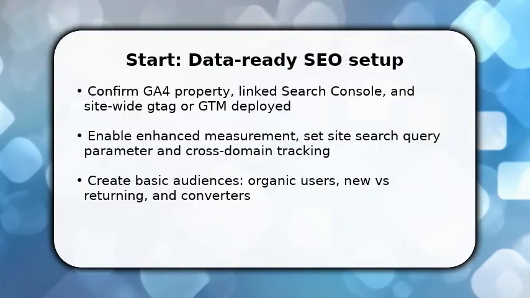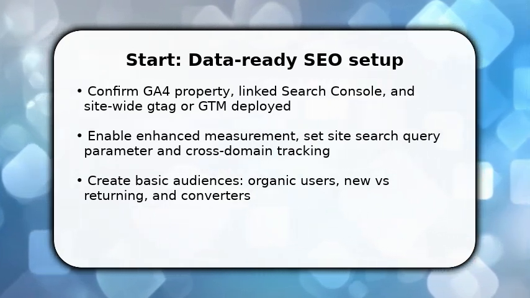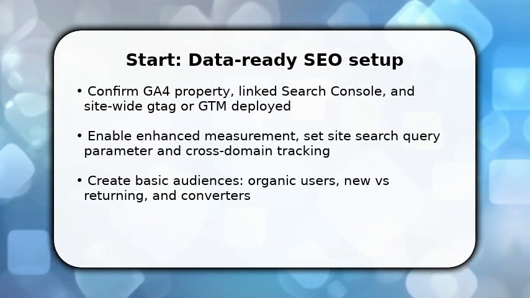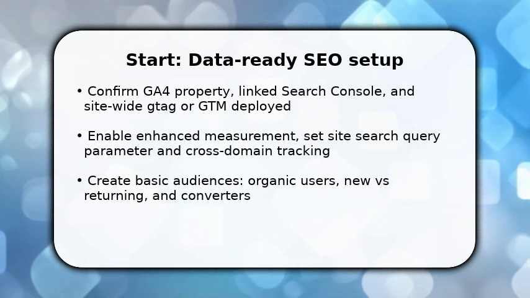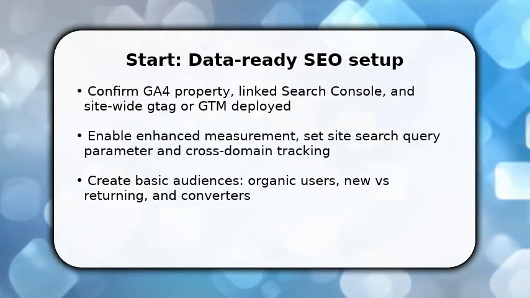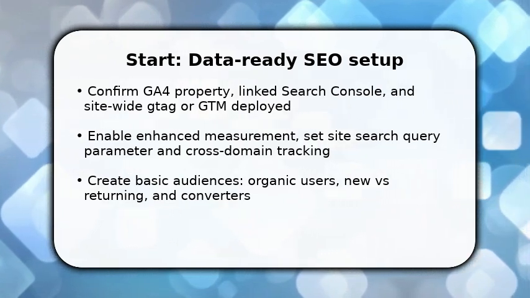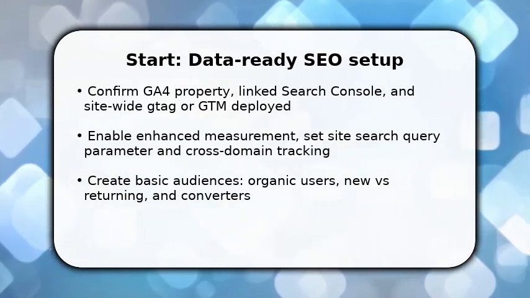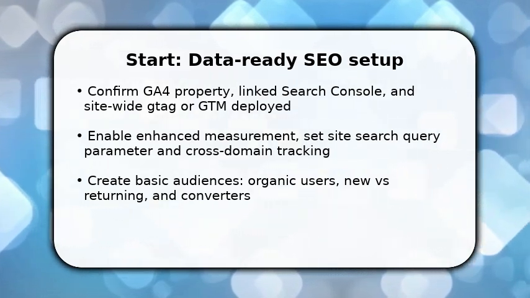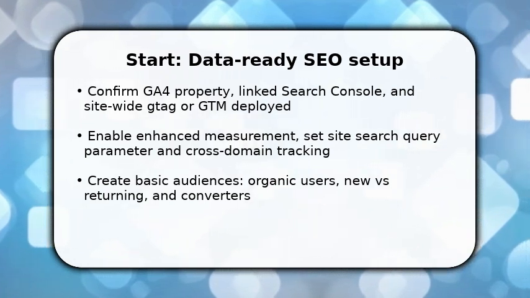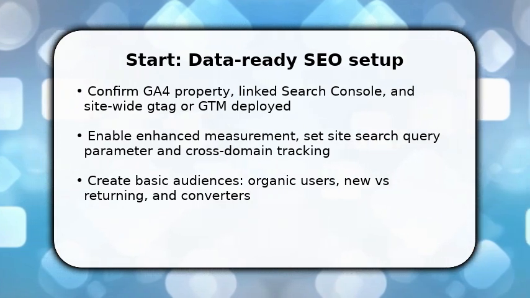You already have GA4 and Search Console linked. Now act. First, verify your G-tag or GTM fires on every page and that enhanced measurement captures page views and site search. Next, set the site search query parameter and enable cross-domain tracking if needed. Create 3 audiences immediately: organic-only traffic, new versus returning users, and converters from forms or purchases. Once done, you've established accurate inputs, so every later report reflects real SEO behavior and not sampling or missing data.